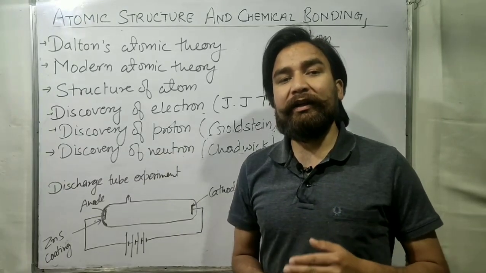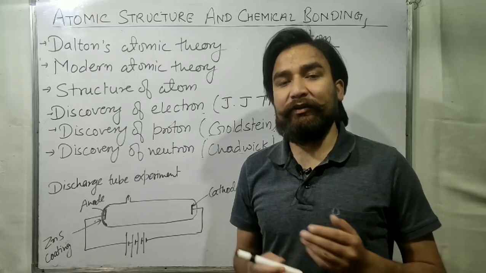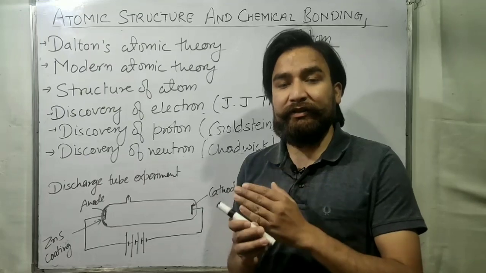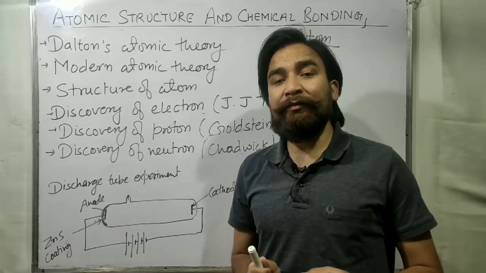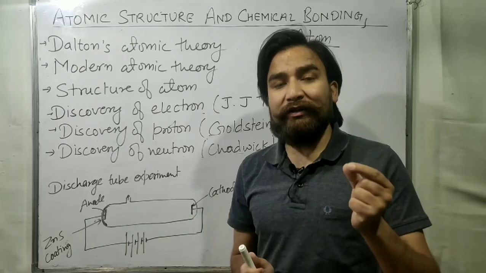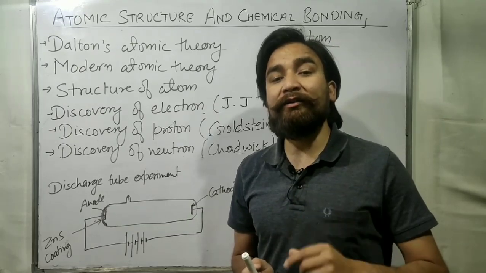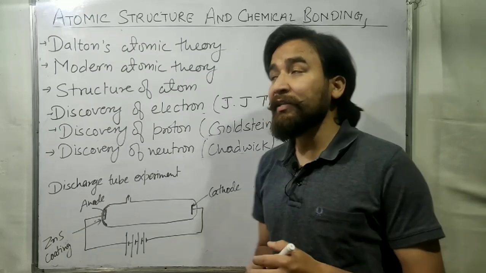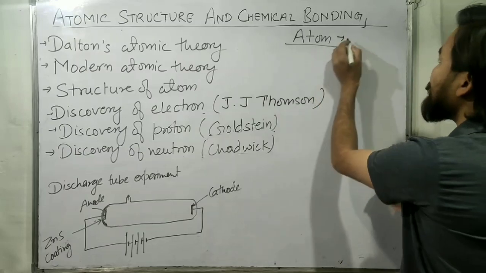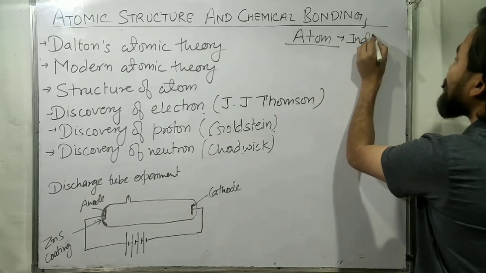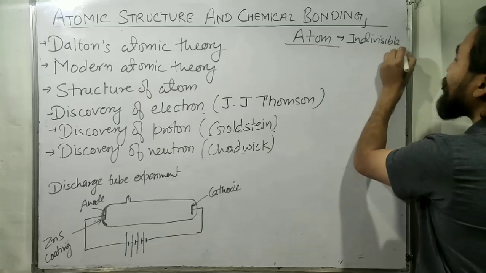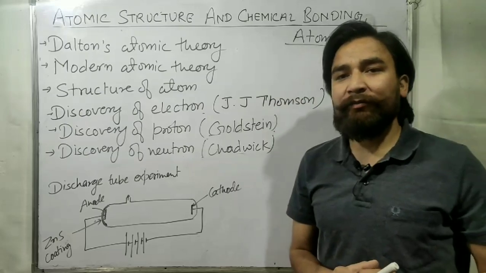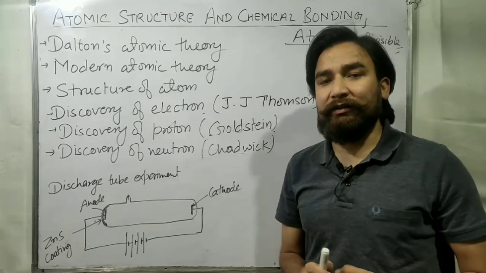Now, according to Dalton, if we divide any substance, for example, if we have an iron rod and if we divide this iron rod into pieces, there will come a time when there will be very small particles which are impossible to divide further. So these smallest particles which cannot be divided were known as atoms. So basically atom means indivisible. Because according to Dalton, atom cannot be divided further and therefore this name was given to that particular particle.